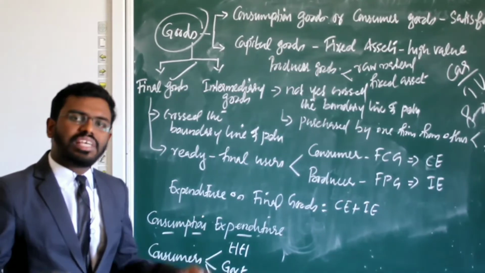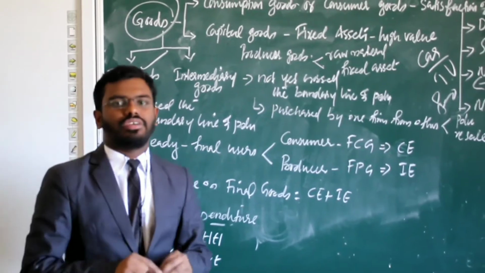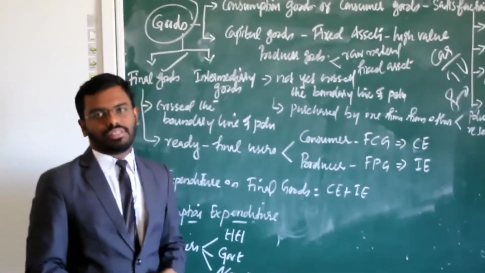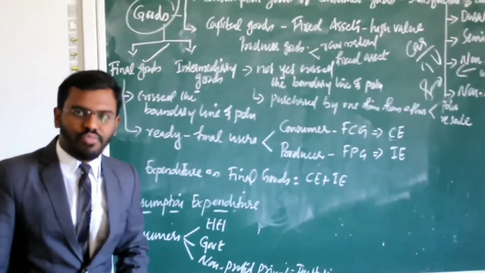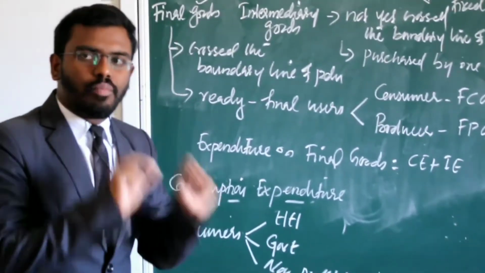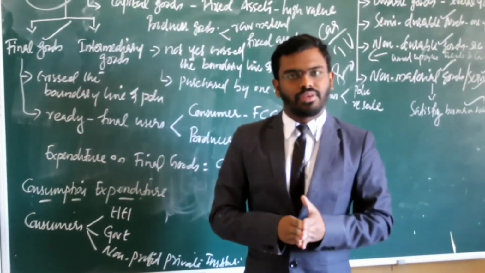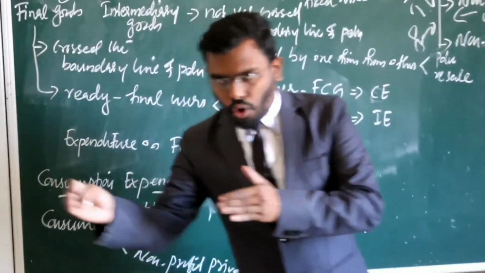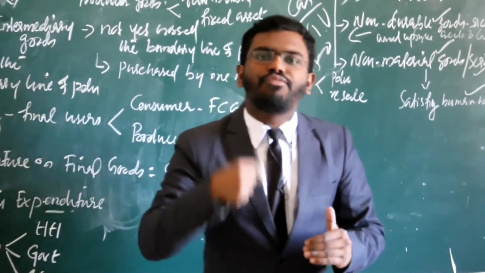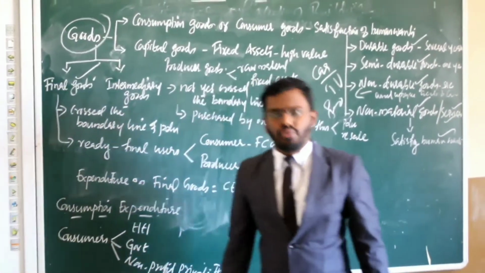So final goods are those goods which have crossed the boundary line of production and are ready for their final users. Two conditions should be satisfied for a final good. First, the good should cross the boundary line of production. You know that production has different stages. If a product crosses all these stages and is ready for its final consumers, then that product is known as a final good.